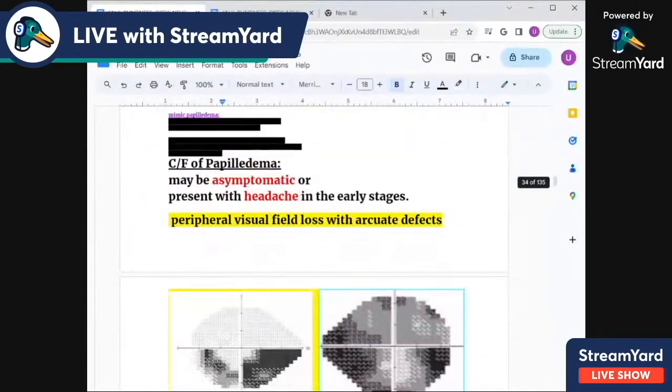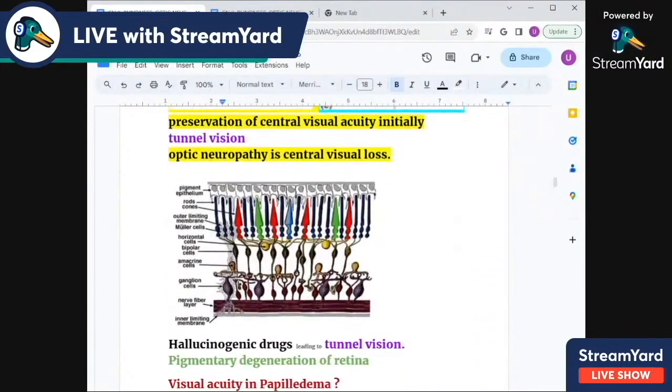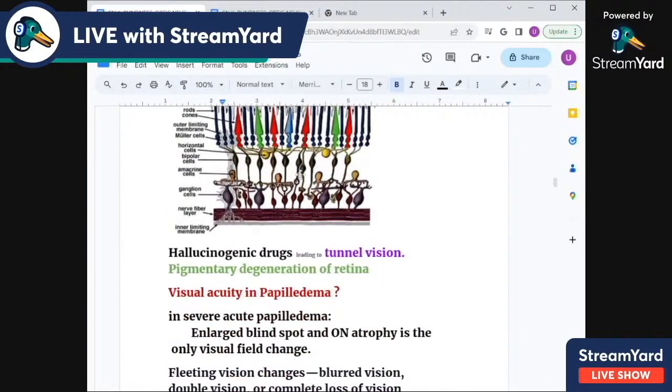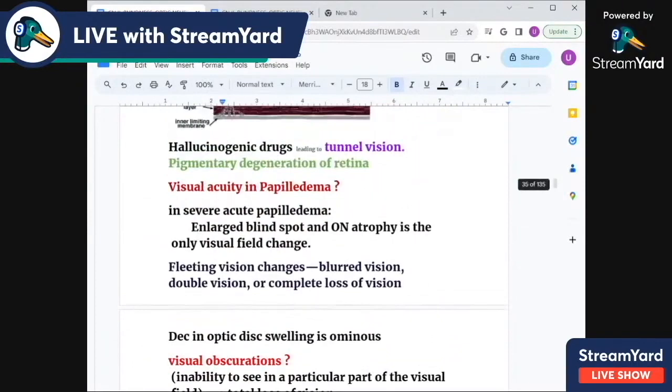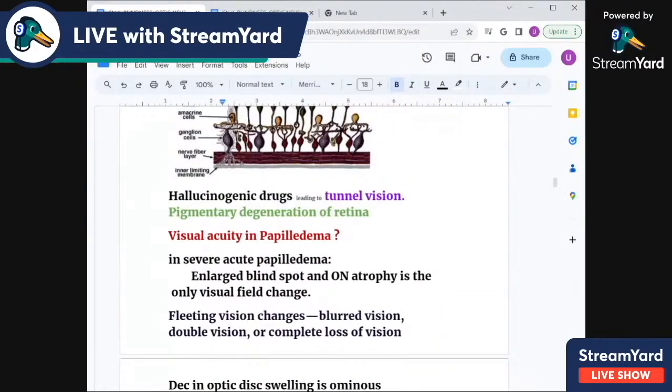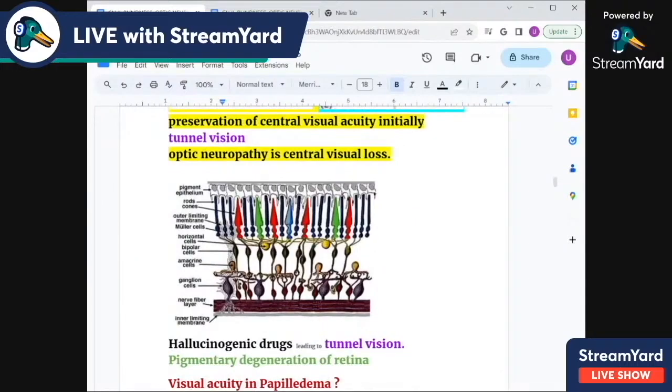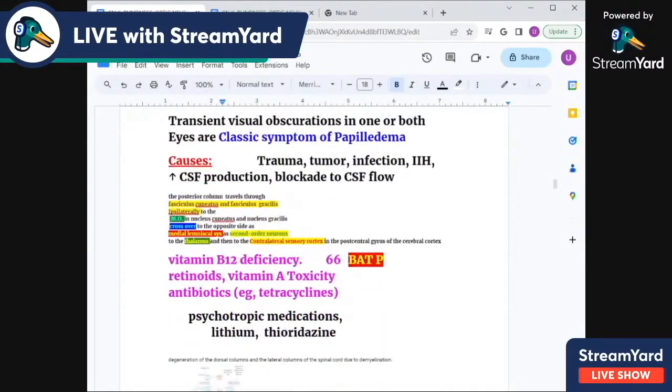Okay, we want clinical features. Tunnel vision, dim vision, disturbed vision, and decreased color vision are all features in papilledema. But remember, in acute papilledema there is central loss of vision. Central loss of vision is a feature of optic neuritis, whereas papilledema normally causes tunnel vision. Now, causes of papilledema: trauma, tumor, infection, increased CSF production, and decreased CSF absorption.